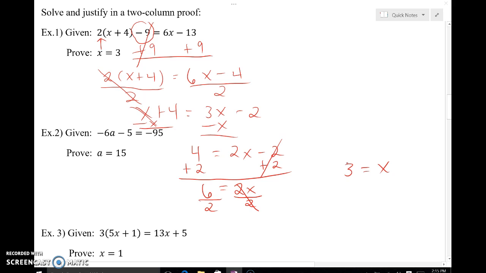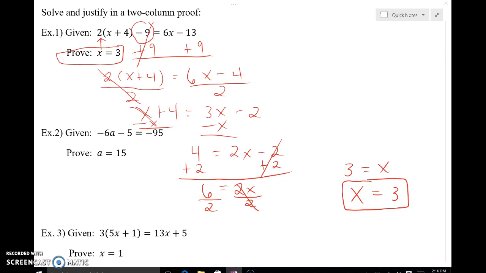Now, I can use the properties of equality, and one of the properties of equality is the symmetric property of equality, which means I could change the order of the equation and it'd still be equal. Meaning 3 equals x is the same thing as x equals 3 according to the symmetric property of equality. So there we have it. We've got the exact same answer as we were supposed to prove, and all of these steps justify what we were doing.